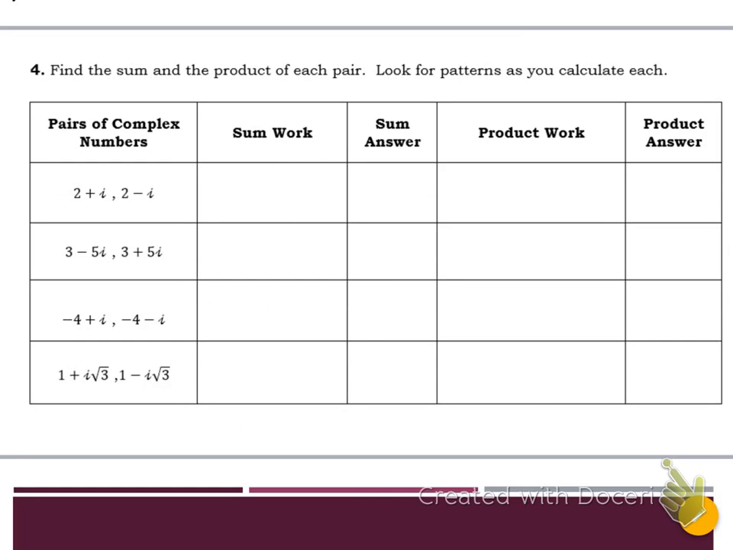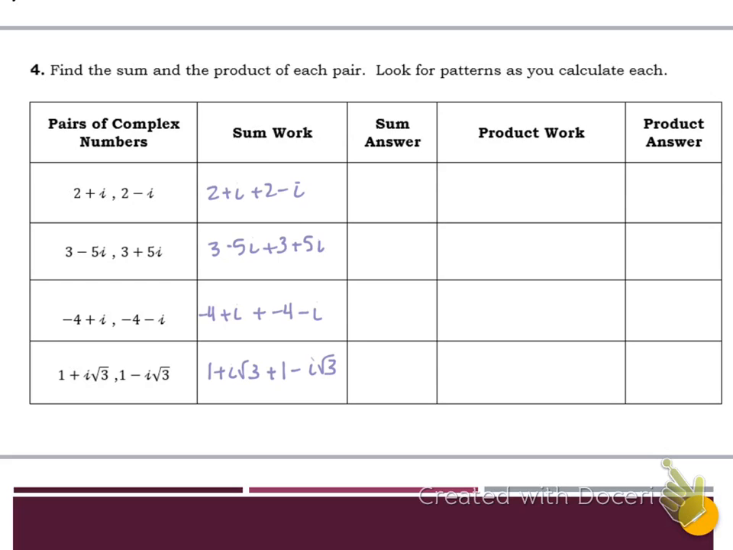Okay, my next, find the sum and the product of each pair. Look for patterns as you calculate. So sum work. So I'm doing 2 plus i plus 2 minus i. This one I'm doing 3 minus 5i plus 3 plus 5i. 4 plus i plus negative 4 minus i, and then we have 1 plus i square root 3 plus 1 minus i square root 3.